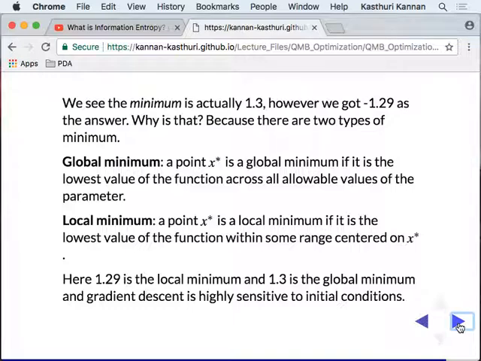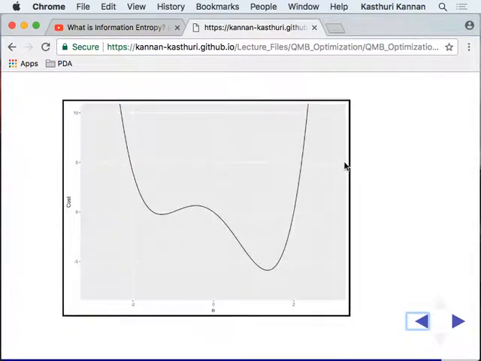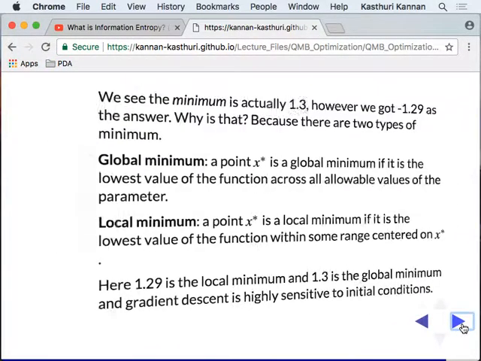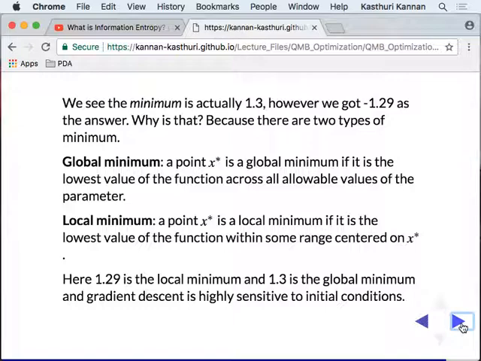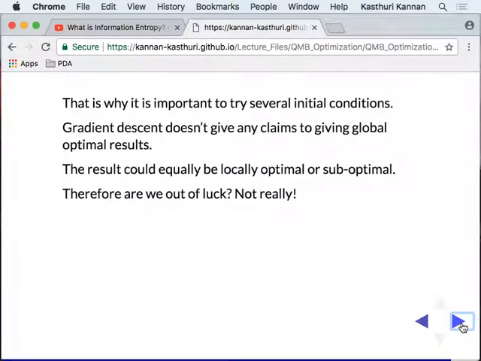That is why it is sensitive to initial condition. If you start with the initial condition here, it's going to converge to this minimum. If you start with the initial condition here, it's going to converge to this minimum. It also depends on your learning parameter. If you have too big of a learning parameter, it may pass the minimum and go in here, right? So there are all sorts of things. That's why it's important to try several initial conditions.